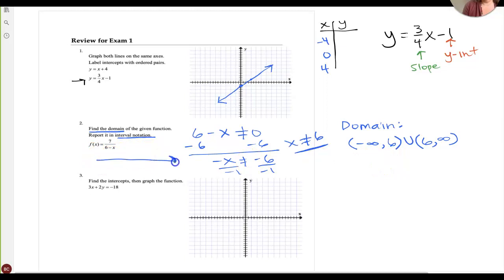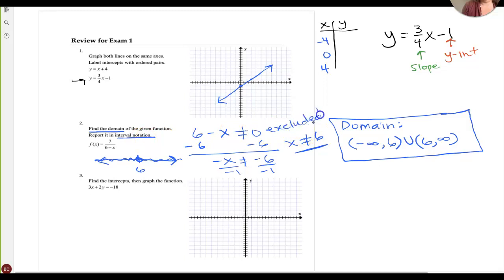Because if we were thinking on a number line, when we're saying x cannot equal 6, this open circle right there is what it can't be. But it can be anything smaller than it, and it can be anything bigger than it, just not 6. And so if it asks you on the test to give the domain, you'll write it this way. But if it just says to find the excluded value, then you can just write it this way.